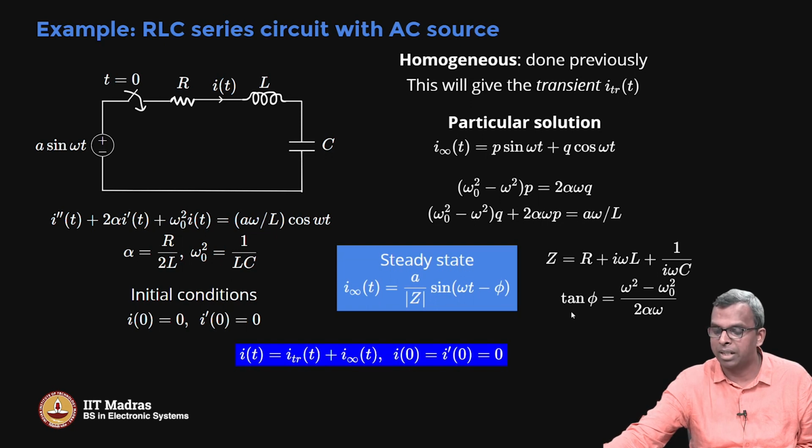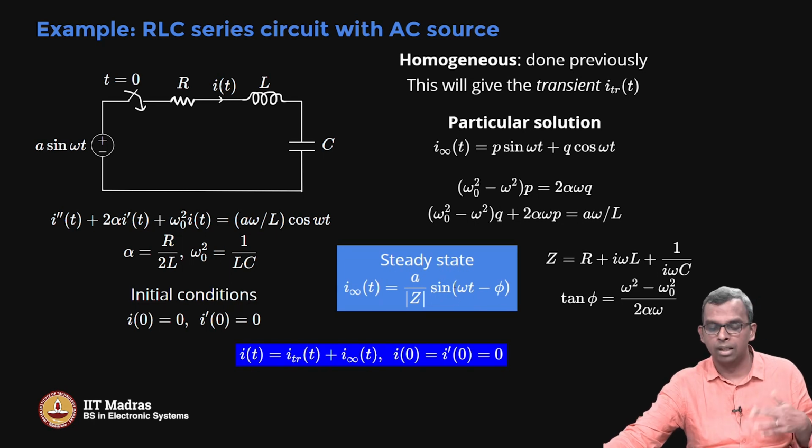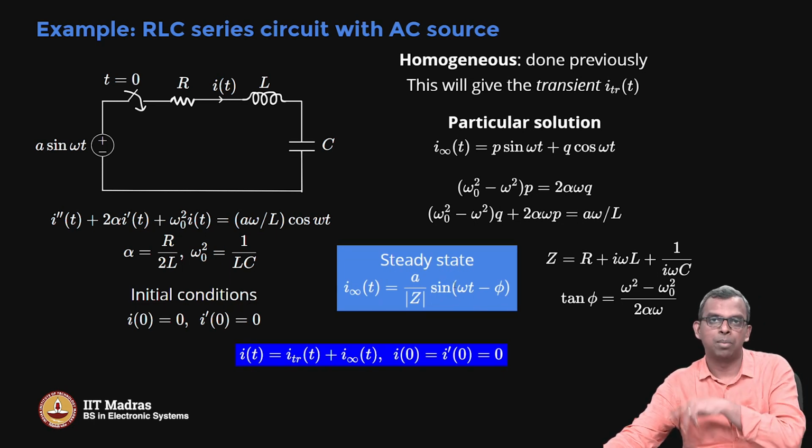Once again, a complex representation, and tan phi is basically the angle of this complex number in the r theta plane, right? Omega squared minus omega naught squared by 2 alpha omega, and then you will see that the i infinity of t is A by mod Z sine omega t minus phi. Okay, so this is the infinity steady state current, and it doesn't die down when t goes to infinity. Even if t goes to infinity, it keeps oscillating.